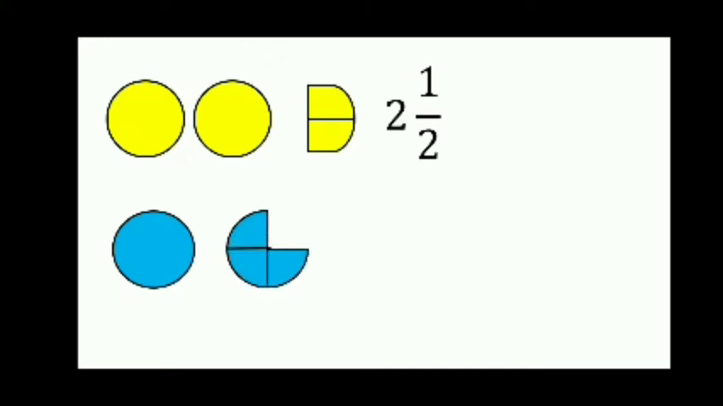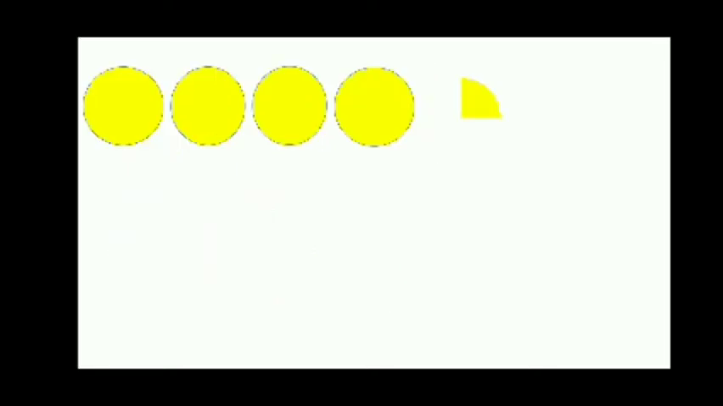Now here, how many whole circles? Yes, 1 whole circle. And the second one is 3/4. So 1 3/4. This is the way we write mixed fractions. Next one, how many whole circles? Correct, 4 whole circles and a quarter. So 4 1/4, or 4 and a quarter.